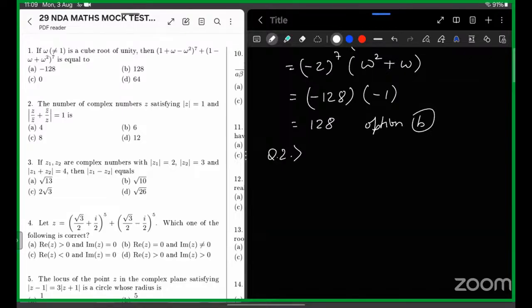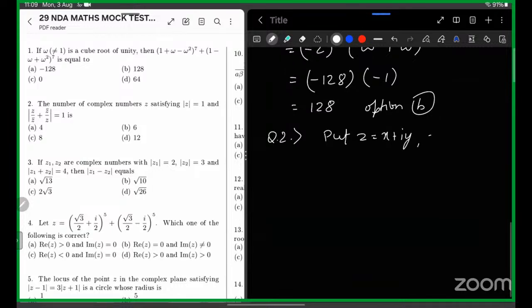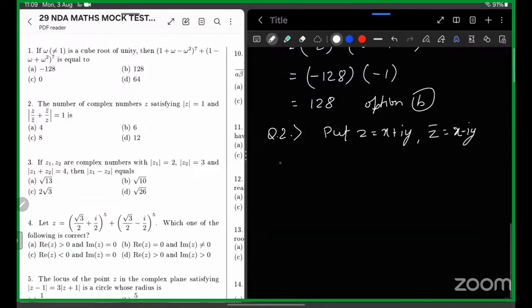Let us try. If I put the value of z equal to x plus iota y, then z conjugate can be written as x minus iota y. Now just put those values in the given equation, that is z by z conjugate plus z conjugate by z.